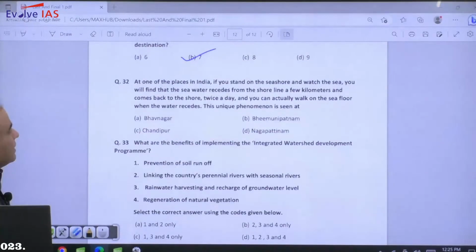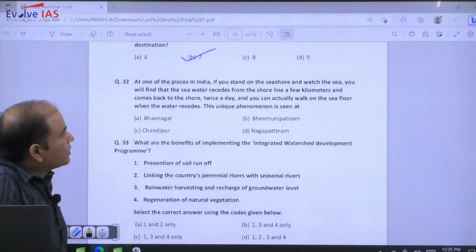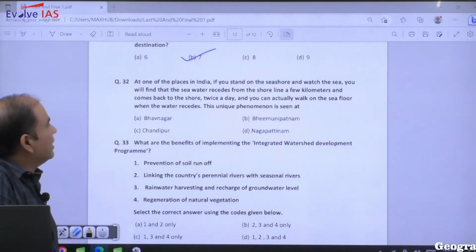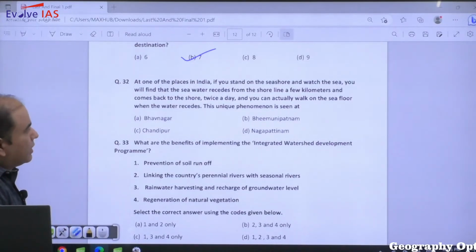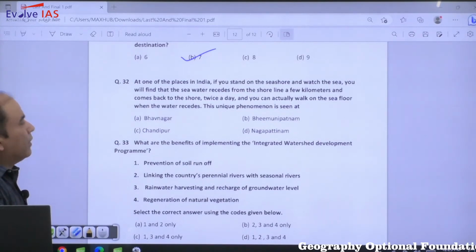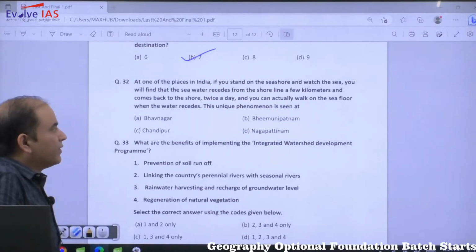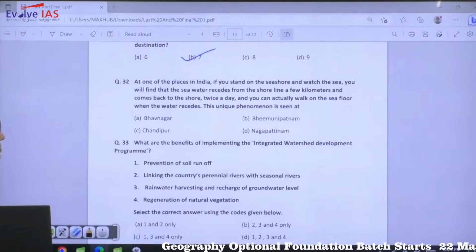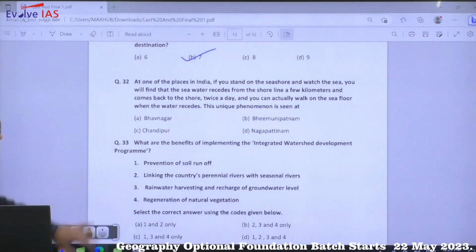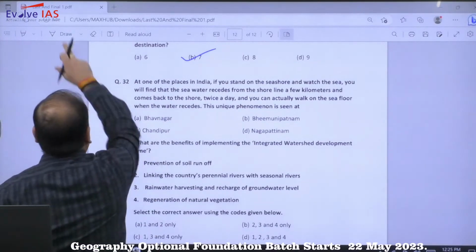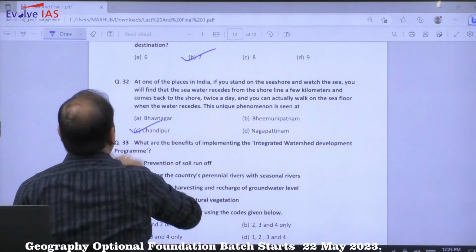At one of the places in India, if you stand on the seashore and watch the sea, you will find that the sea water recedes from the shoreline a few kilometers and comes back to the shore twice a day, and you can actually walk on the sea floor when the water recedes. This unique phenomenon is seen at Chandipur. As far as India is concerned, this phenomenon is being witnessed in Chandipur.